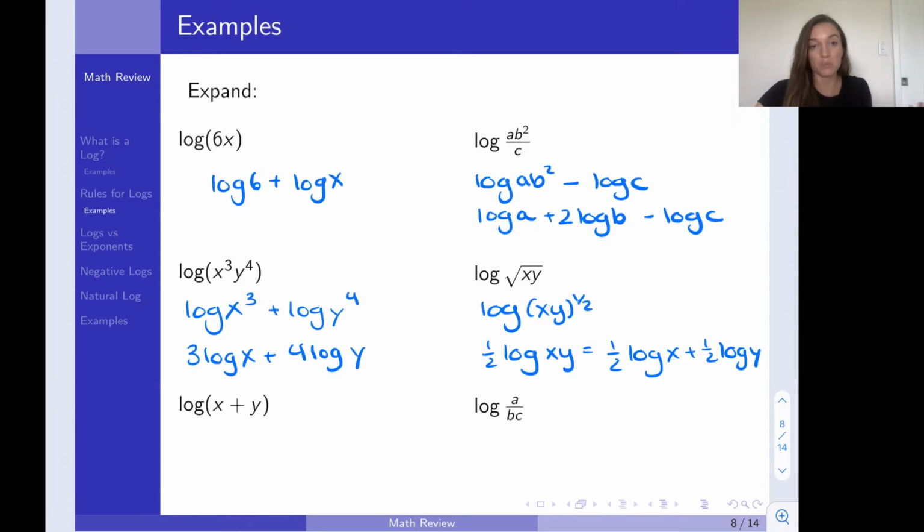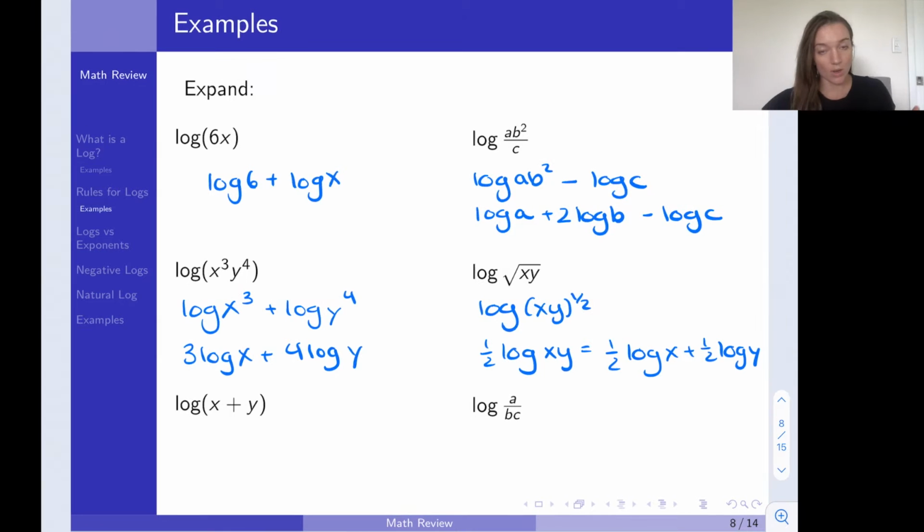So this one, we can't expand any further or simplify in any way. Unless we know x or y, there's really nothing else we can do here. Okay, now for this last one, we're going to have log of a, and then we'll separate out the denominator, minus log of b times c.